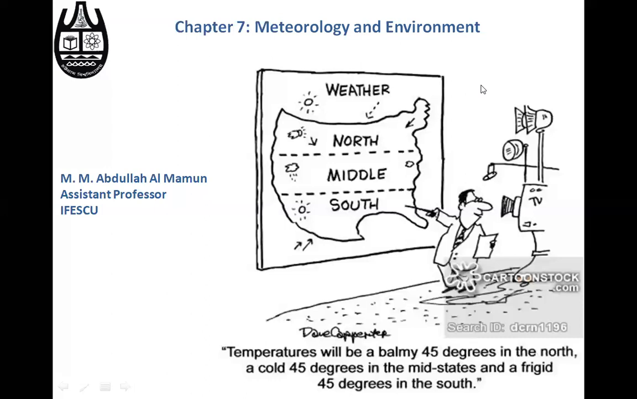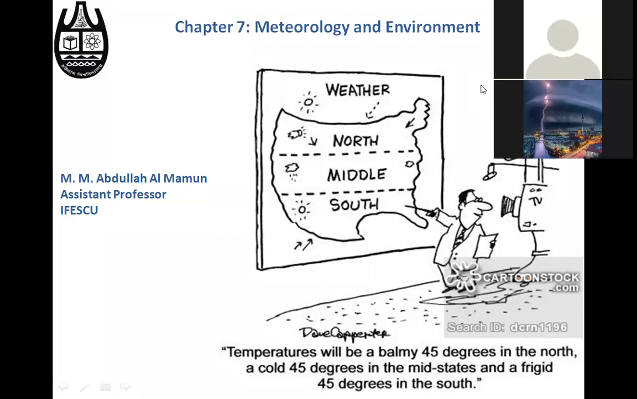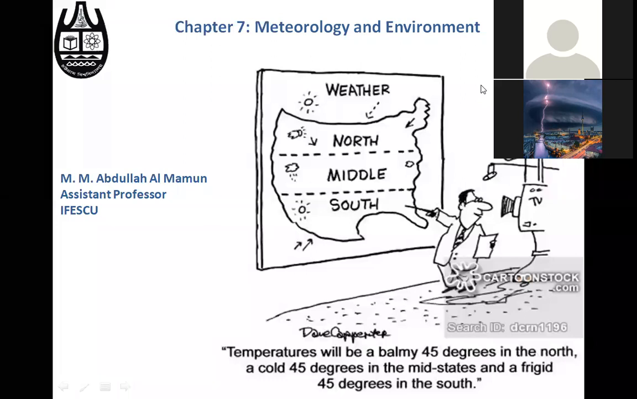We are going to start a new chapter, Meteorology and Environment. This is the seventh chapter. In this chapter, we are going to discuss the relationship between the different meteorological attributes and our environment. Particularly, we will look at the changes governed by the meteorological attributes to forest resources, that means the natural resources. And also we will see the impact of meteorological attributes on the agricultural system.